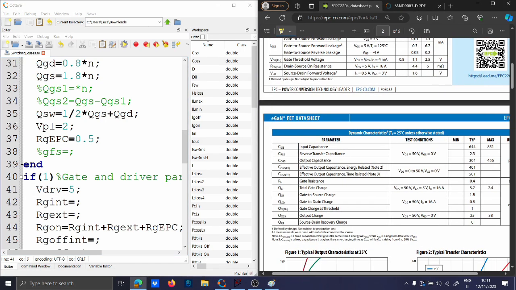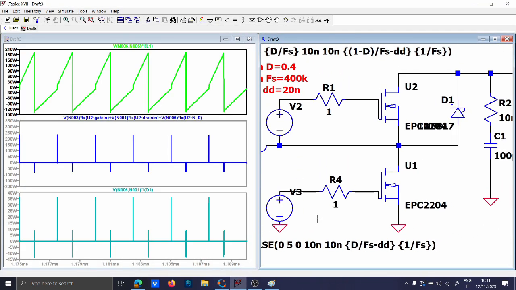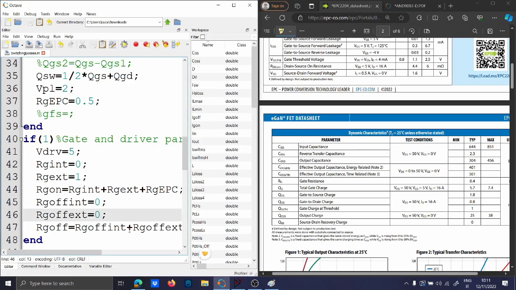The internal resistor of the driver we don't know, so we put just 0, and the external gate resistor is 1. So the total resistor of the on, which is the signal we see, is the internal resistor plus the external resistor plus the RG of the EPC. And the same for the off. This is a very simple circuit, so you don't have separate turn on and turn off paths. The turn off will take the same path, so it is always 1. Sorry, my mistake, it is also 1.